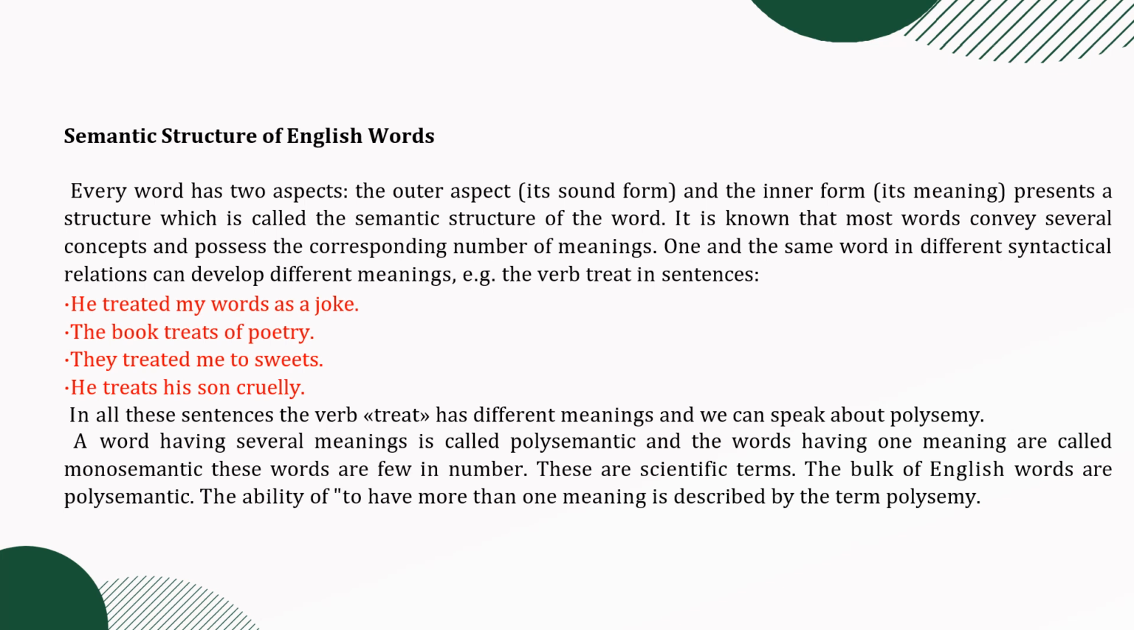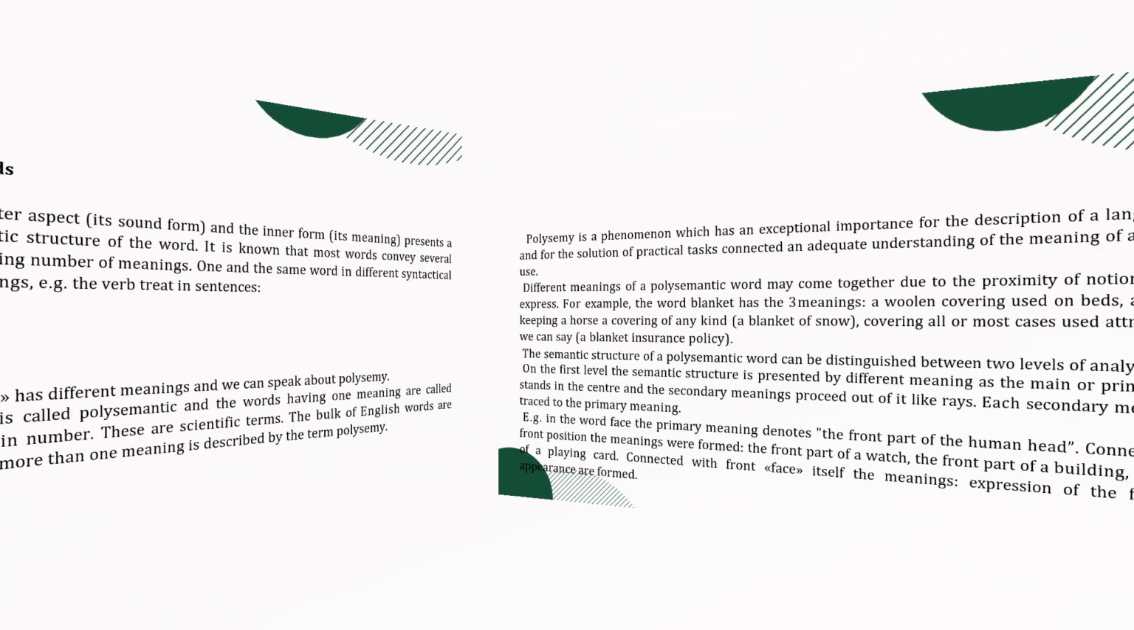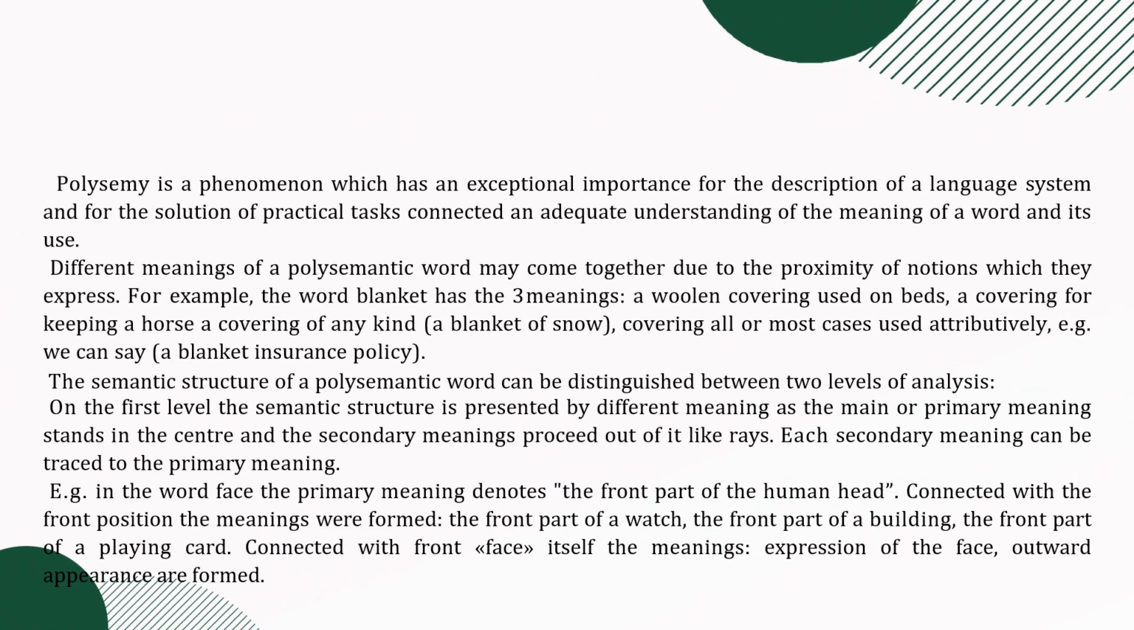A word having several meanings is called polysemantic, and words having one meaning are called monosemantic. These words are few in number. These are scientific terms. The bulk of English words are polysemantic. The ability to have more than one meaning is described by the term polysemy. Polysemy is a phenomenon which has an exceptional importance for the description of a language system and for the solution of practical tasks connected with adequate understanding of the meaning of a word and its use.